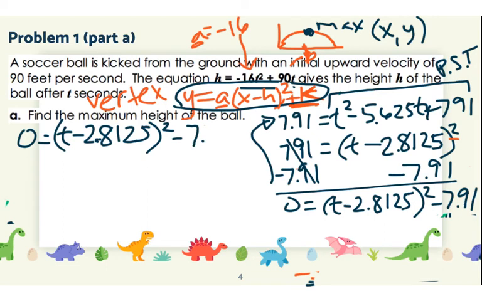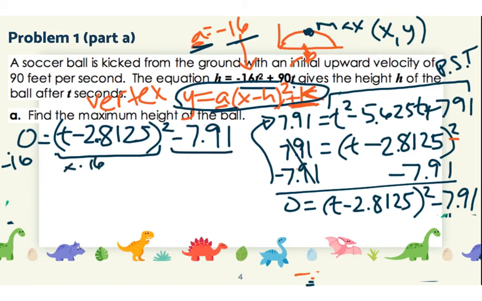Okay, minus 7.91. I've got to get that A back where it belongs. So in order to do that, I need to multiply everything by negative 16. So I'm going to multiply 0 times negative 16, I'm going to multiply this whole parentheses, that whole unit, times negative 16, and I'm going to multiply this by negative 16. Okay, so 0 times negative 16 stays 0.